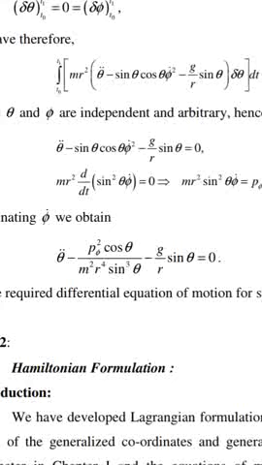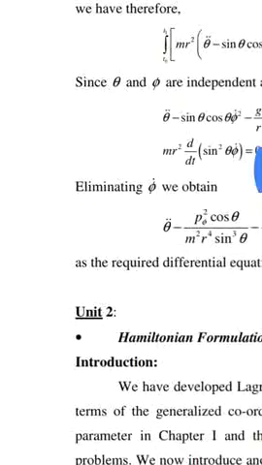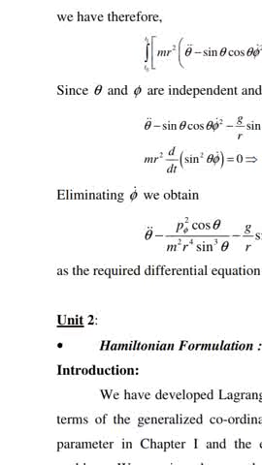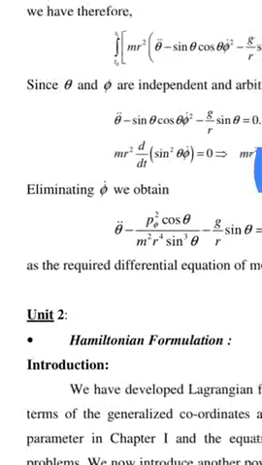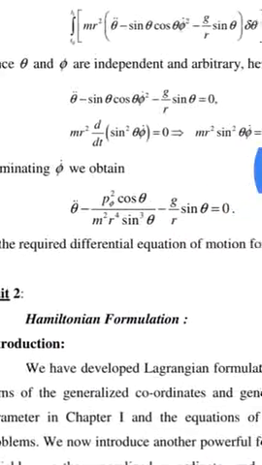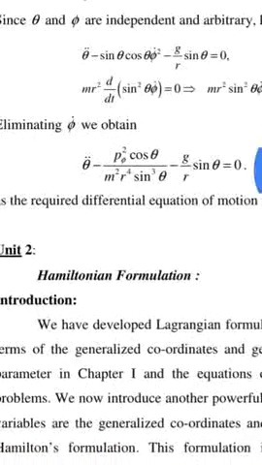m r square d by dt of sin square theta phi dot is equal to 0, so m r square sin square theta phi dot is equal to p phi, constant. Eliminating phi dot, we obtain theta double dot minus p phi square cos theta divided by m square r raised to 4 sin cube theta minus g by r sin theta is equal to 0. As required, the differential equation of motion for the spherical pendulum.